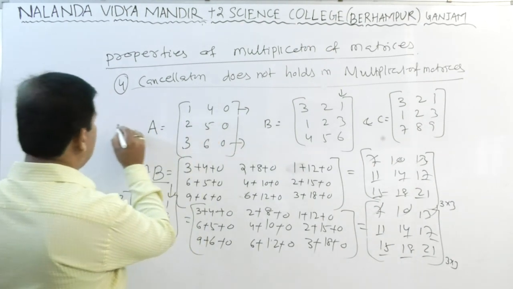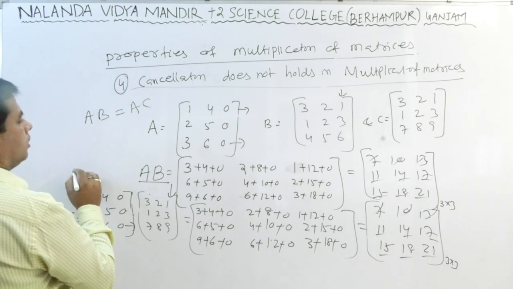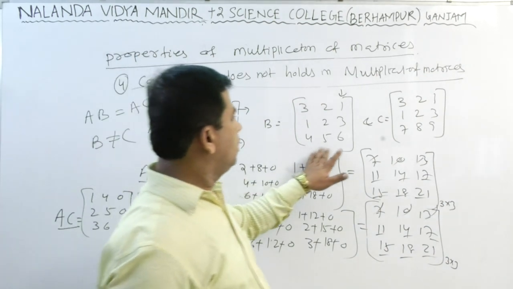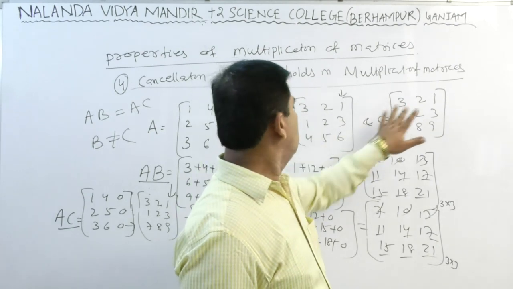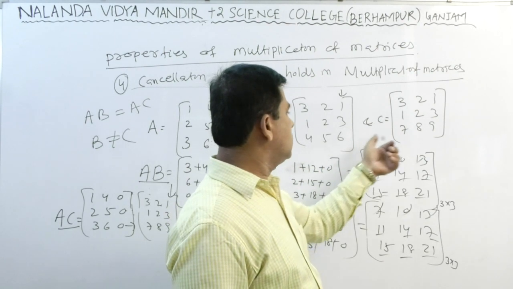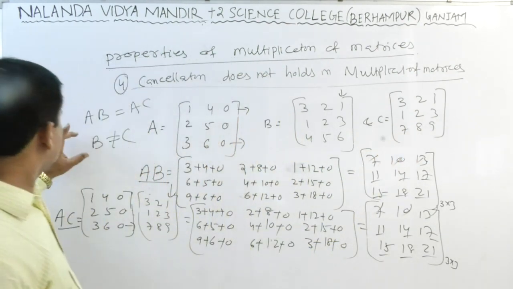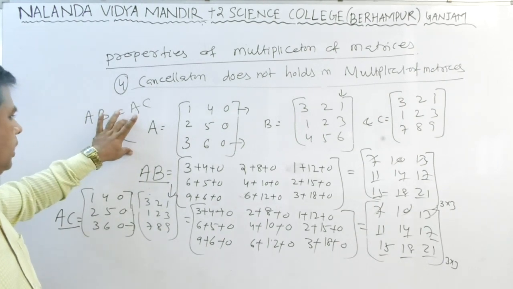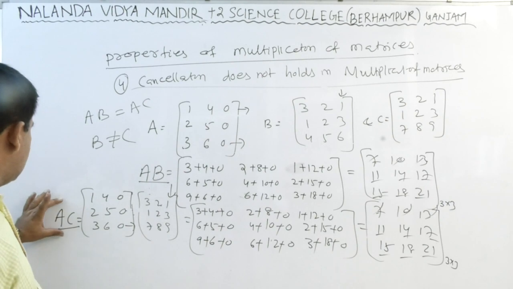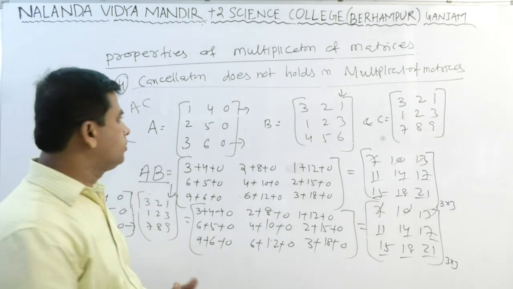AB is equal to AC. But B is not equal to C. B and C are different matrices. Even though B is not equal to C, AB and AC are equal. If AB is equal to AC, we cannot say B is equal to C. Okay?